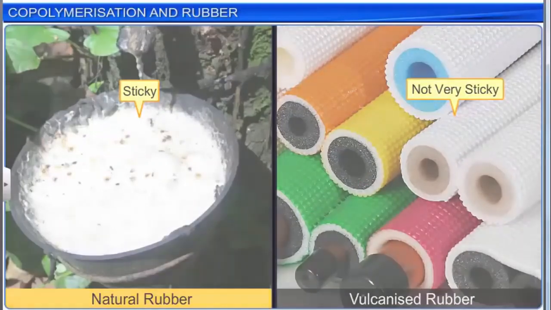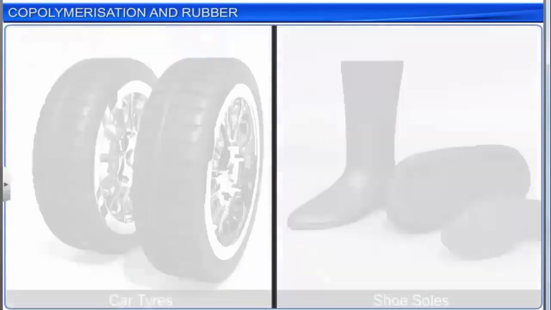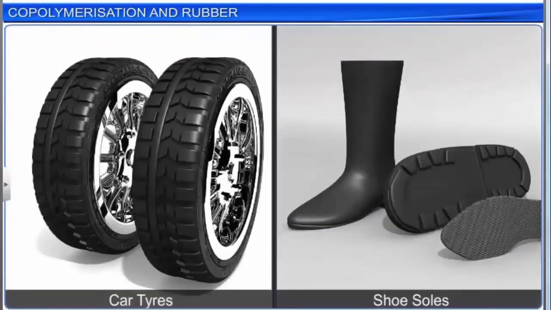Vulcanized rubber has high tensile strength and is usable over a wide temperature range. It is also resistant to abrasion. Vulcanized rubber has many uses. Perhaps its best known uses are car tires and shoe soles.